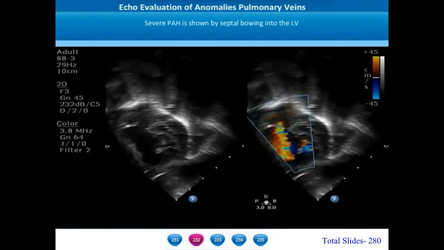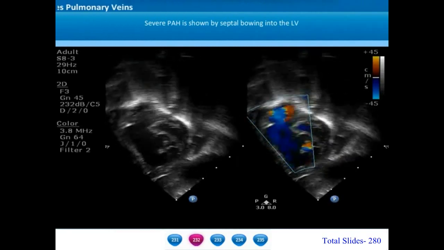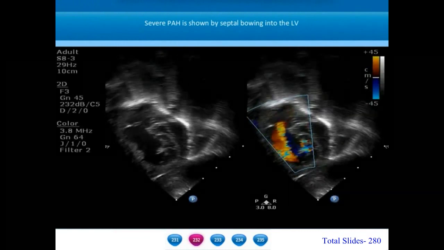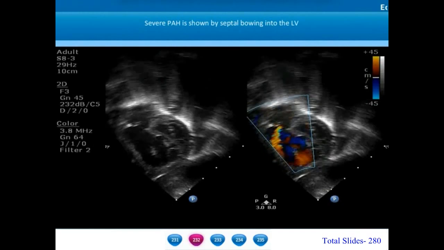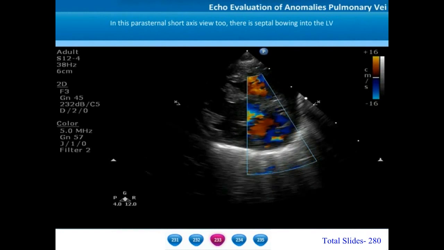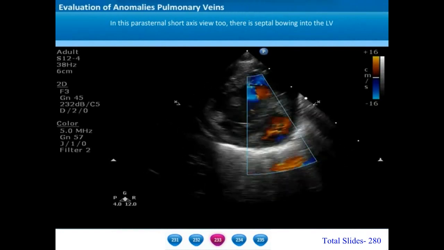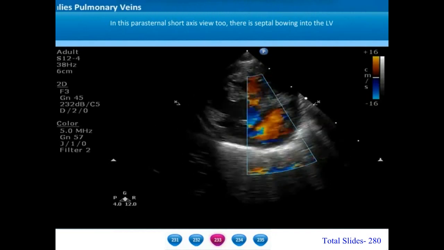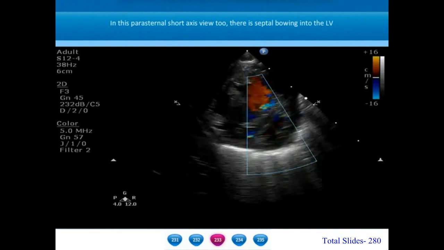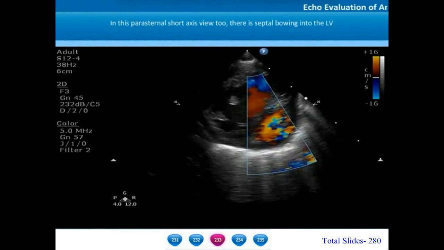On a subxiphoid short axis view, we can appreciate the dilated right ventricle. The interventricular septum is bowing into the left ventricle, and there is tricuspid regurgitation and pulmonary regurgitation indicative of pulmonary arterial hypertension. The interventricular septum, when it is seen moving into the left ventricle, is a very clear-cut indication of the right ventricular systolic pressure being higher than the left ventricular systolic pressure, thereby indicating suprasystemic PA pressures.